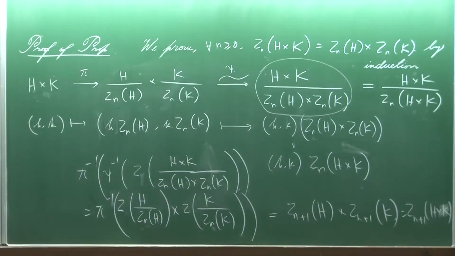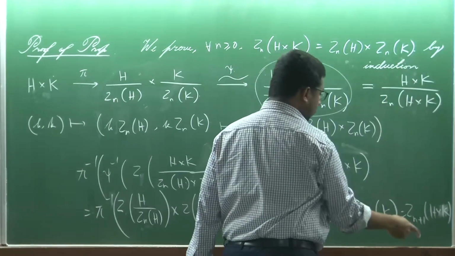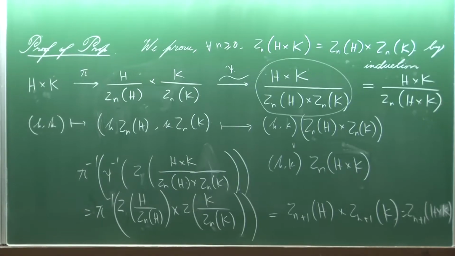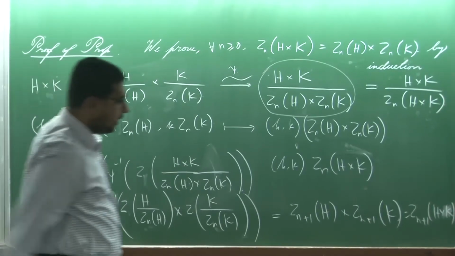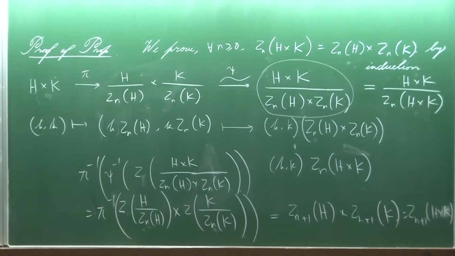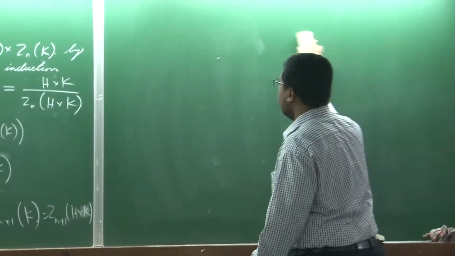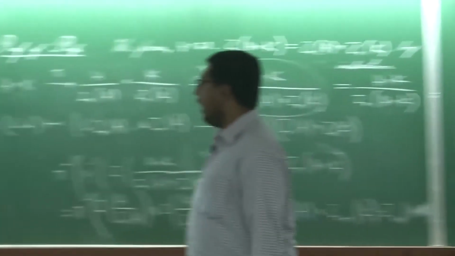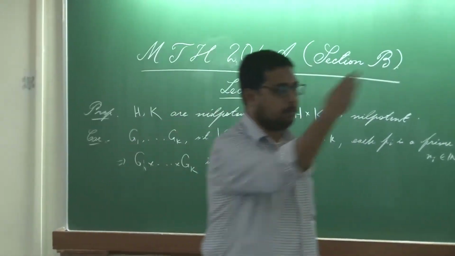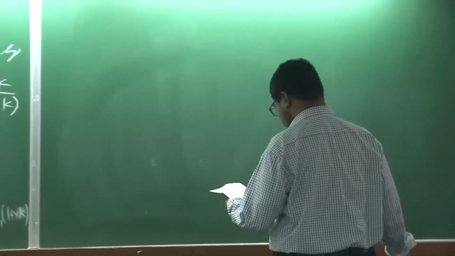Since H and K are nilpotent, when n is sufficiently large, Z_n(H) will be H and Z_n(K) will be K. Hence from that n onwards, Z_n(H×K) will be simply H cross K. This shows that the product of two nilpotent groups is always nilpotent, and that can be extended to finitely many such groups by induction. As a corollary, we see that the direct product of p-groups, the primes p might be different, will always be nilpotent.